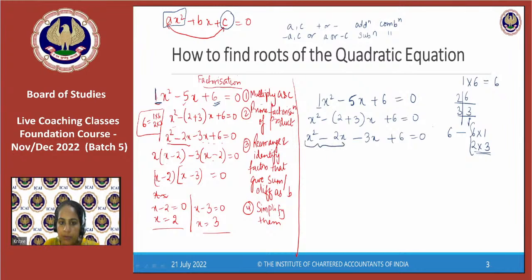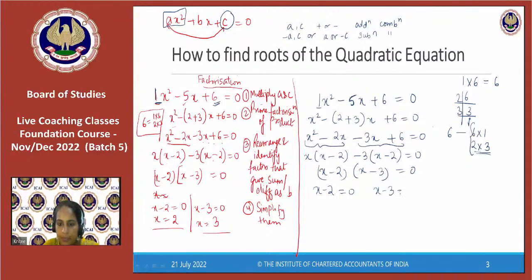Start taking out common. x taken common, x minus 2, minus 3 taken out common from here, x minus 2 equals 0. So x minus 2 is taken out common from both the terms. Here I'm left with x, here I'm left with minus 3. So individually x minus 2 is equal to 0 and x minus 3 is equal to 0. So I get the value of x as 2 and 3.